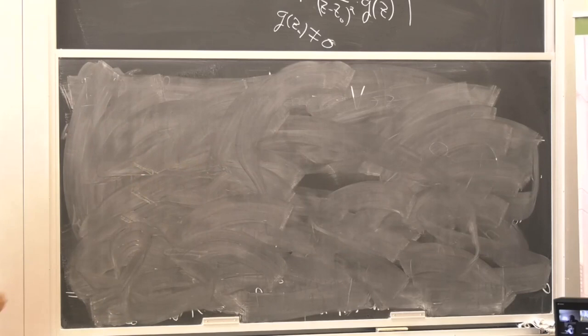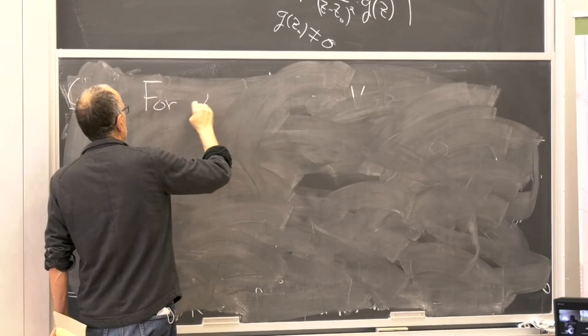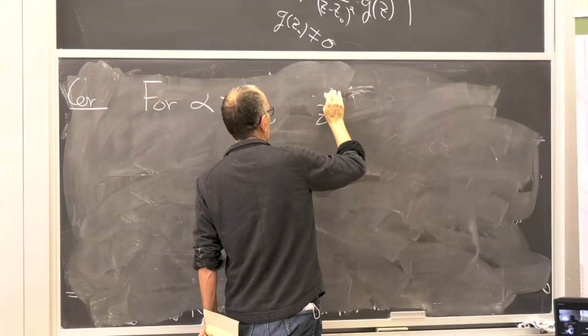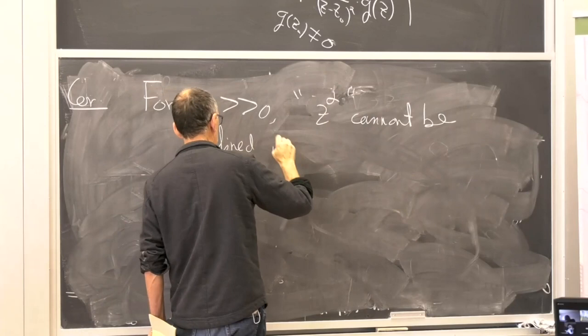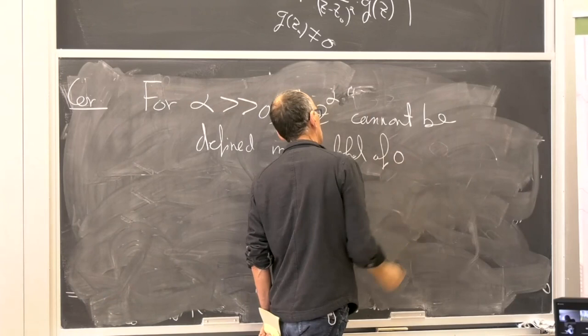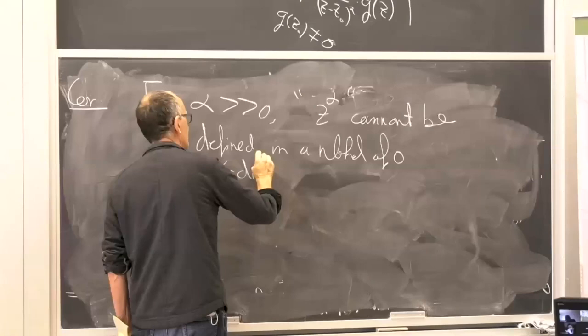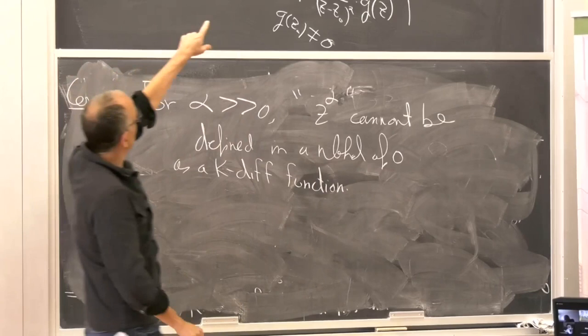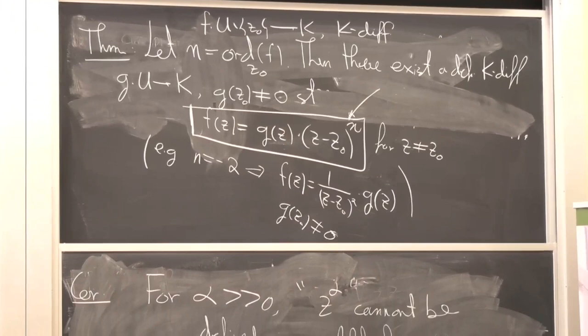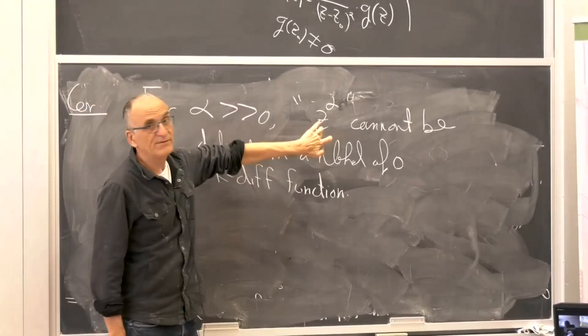So as a corollary, for alpha, z to the alpha cannot be defined in a neighborhood of zero as a k differentiable function. This is not extremely precise, but you cannot have it, because when you divide, you want to write it as z minus z zero to the n, for standard n, times a function which does not vanish, and this is impossible to do clearly for anything like z to the alpha.